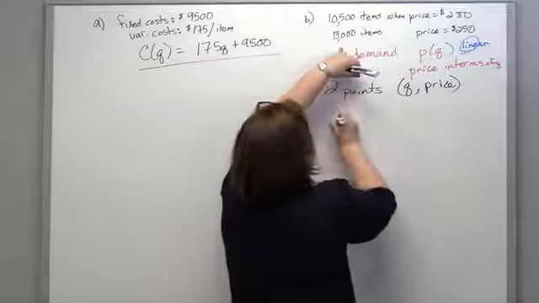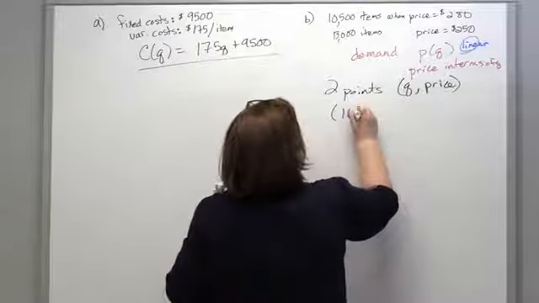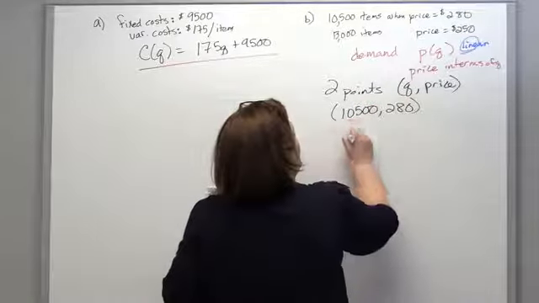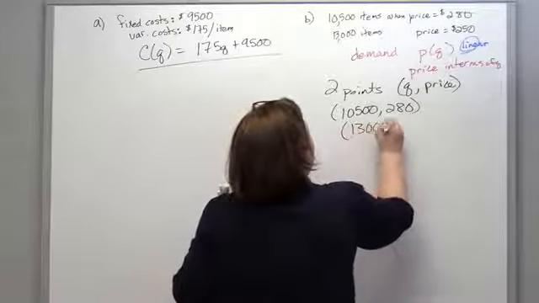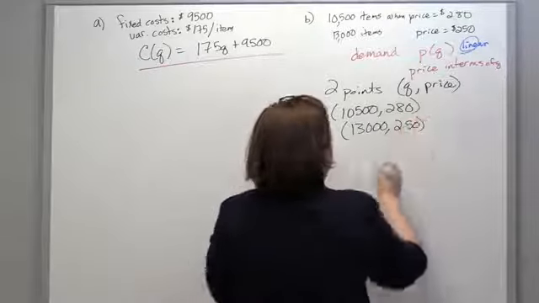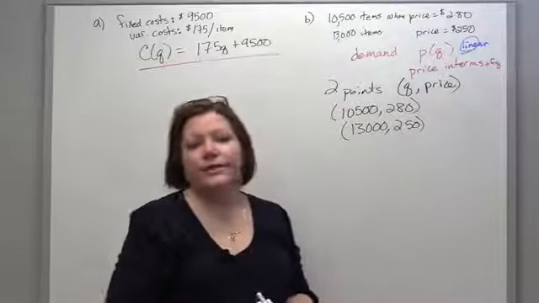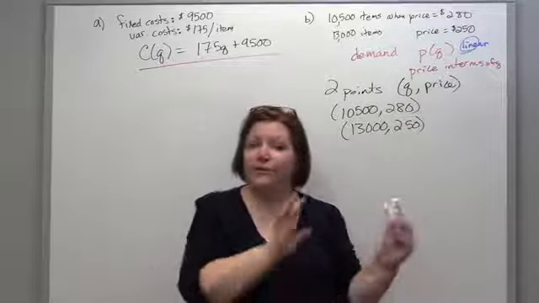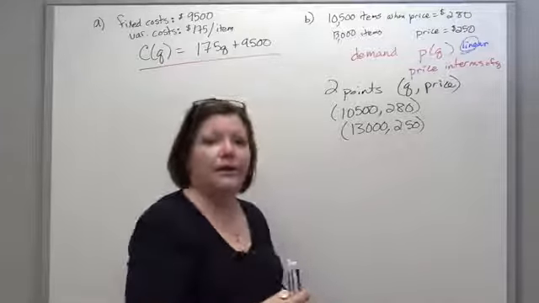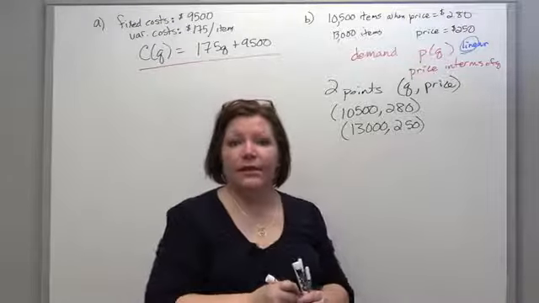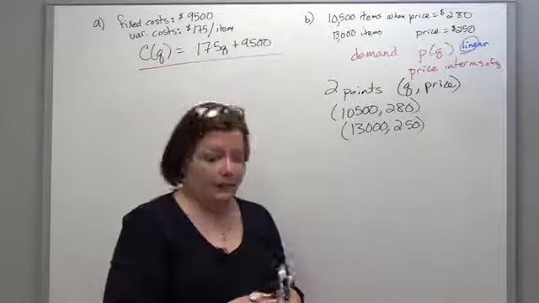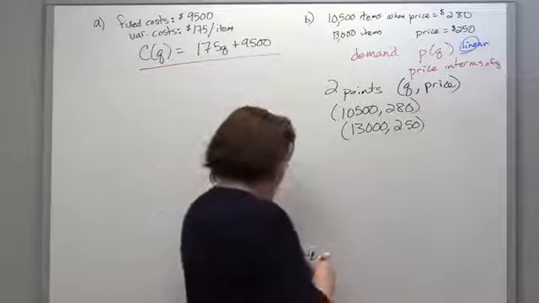So in this case, we have 2 points. We have 10,500 when price is 280, and we have 13,000 when price is 250. And we use these 2 points to make a line, which we practiced before. We're not going to show this work in this video. So feel free to pause it for a little bit and see if you can get the same answer as what we get for our demand function.